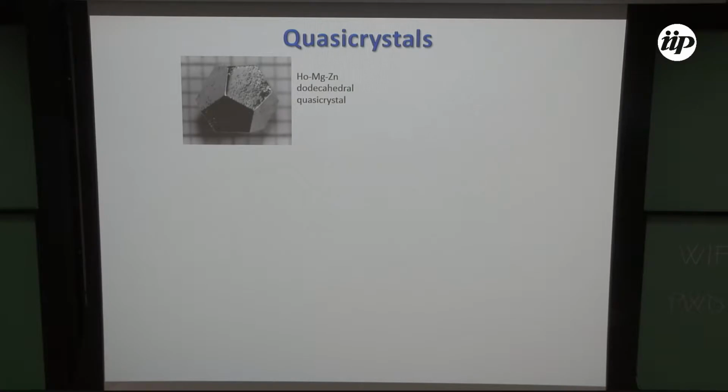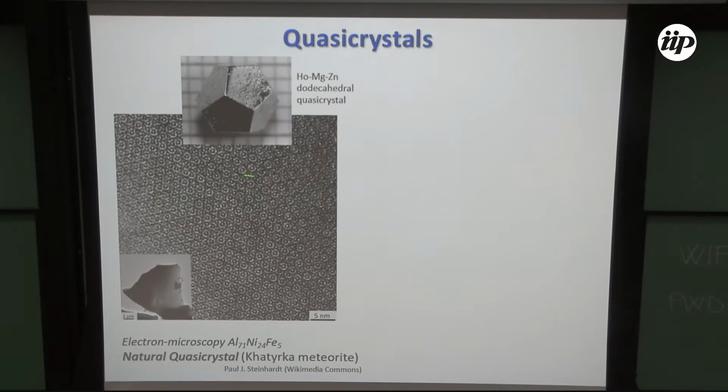And they actually occur also in real materials. Here's one example of a dodecahedral quasicrystal. Most of these examples so far have been man-made, but they have found one in the natural world. This is a piece out of a naturally occurring quasicrystal, which was found in one meteorite. So this stuff exists, but maybe not in our world.